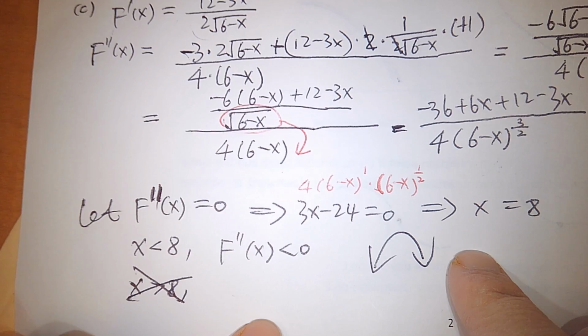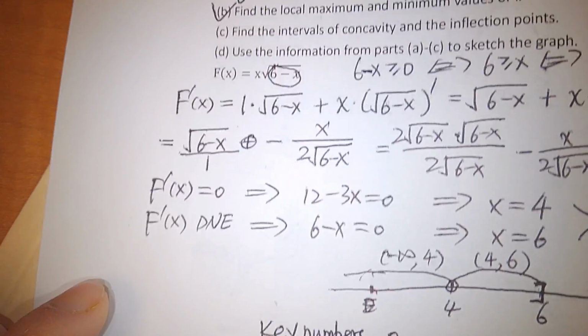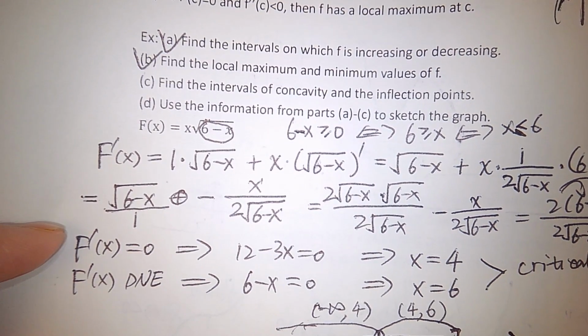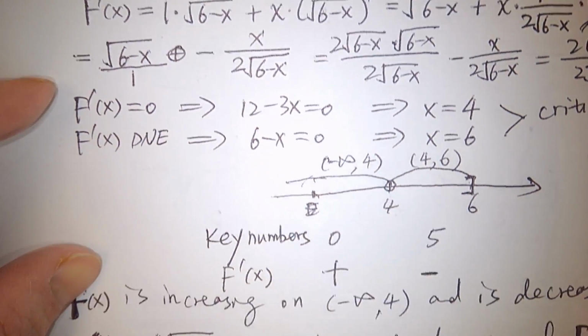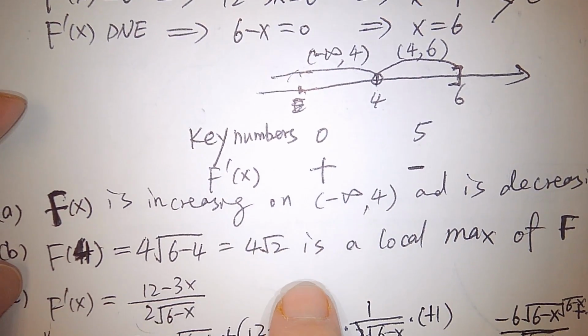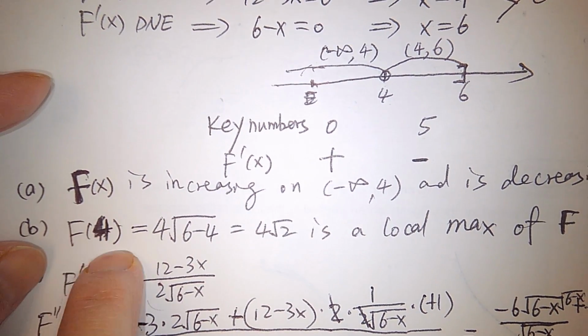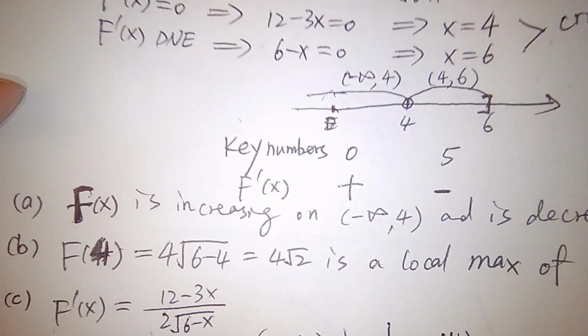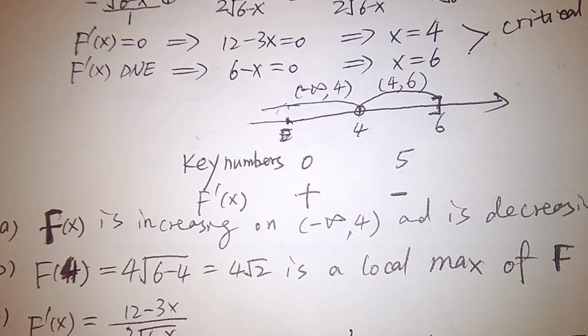What are the critical numbers we have? Critical numbers are 4 and 6. Okay, 4 and 6. The local maximum, we have a local maximum f of 4. Okay. Alright, so now we are gathering a lot of information, so let's try to graph it.